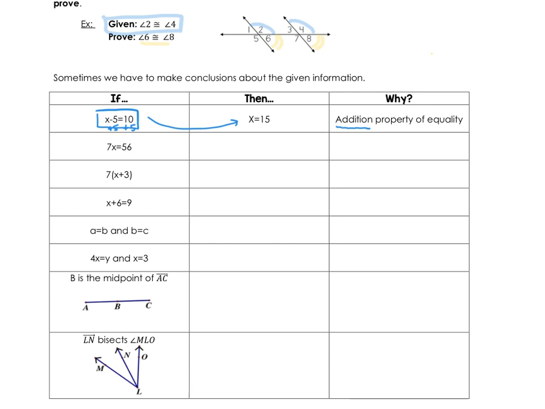And what we used was the addition property of equality. We added 5 to both sides. So think about each of the statements in the far left column and think about the conclusion you can make and then justify it with one of our properties from algebra. So if 7x is equal to 56, then we can make the conclusion that x is equal to 8 because I can divide both sides by 7. So I'm using the division property.